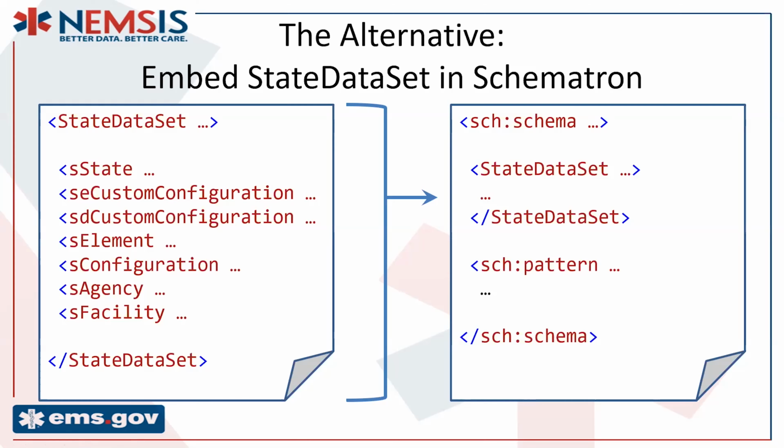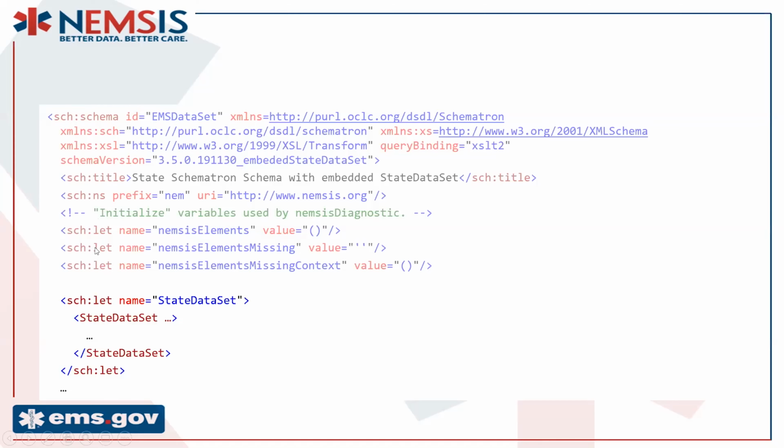This is the top of a Schematron schema, and it's got the initial stuff, version, title, etc., some stuff that's required by NEMSIS. And what we do is up here near the top of the schema, before the rest of the stuff, we have an element called let. That's a Schematron element that creates a variable that can be referenced later. And we're going to name that variable state data set. And then here's the closing tag for the let. And everything inside of here is going to be the contents of that variable called state data set. And so here, this is where we're just going to paste in all of the state data set, all the way from the opening tag to the closing tag.